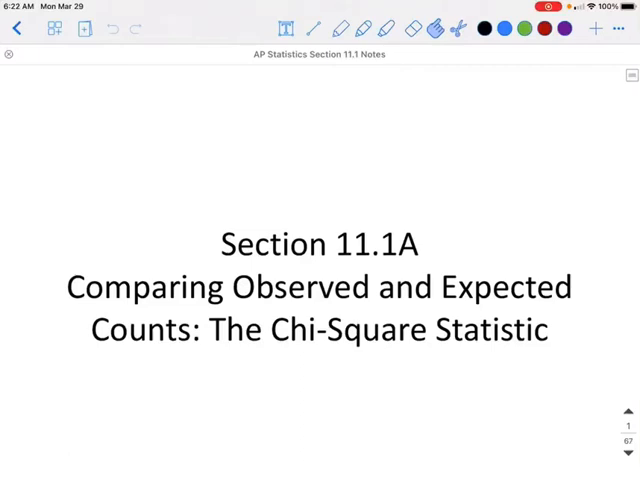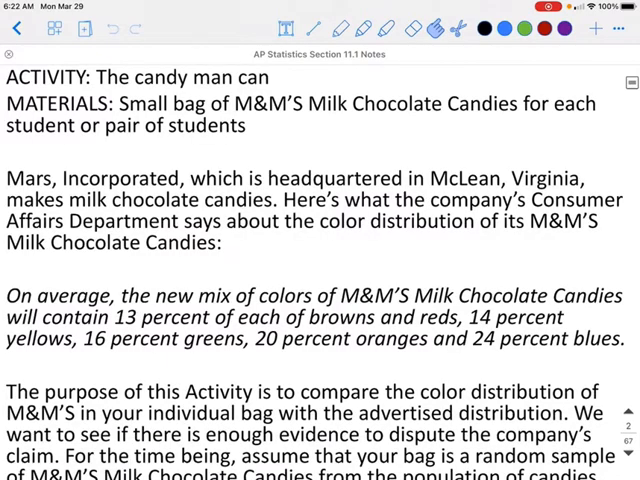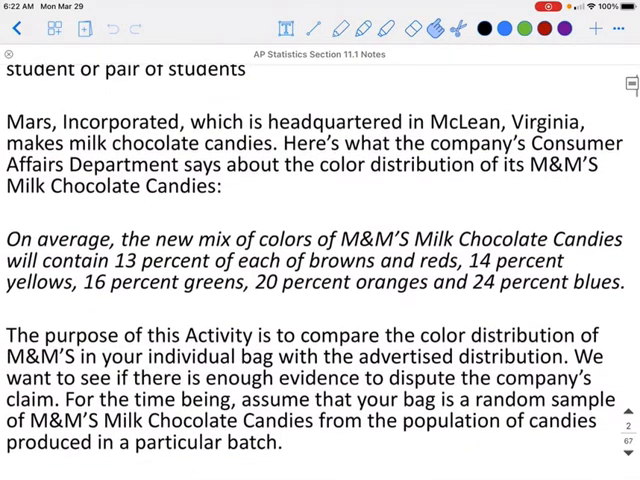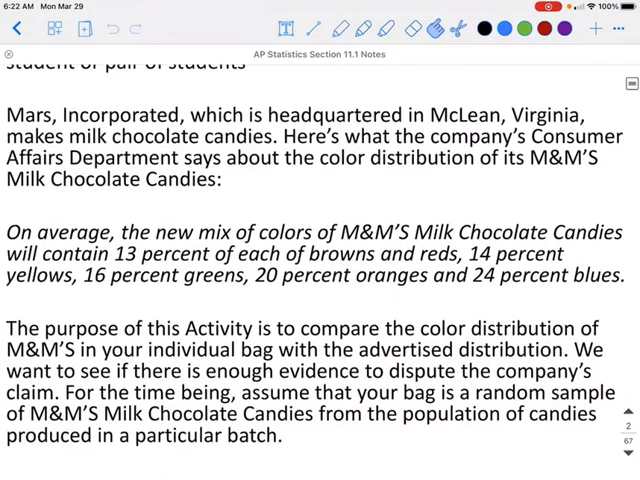This is section 11.1, part A, comparing observed and expected counts, the Chi-Square Statistic. So in this activity, students were to get a small bag of M&Ms. Mars Incorporated, which has its headquarters in Virginia, makes milk chocolate candies. Here's what the company's Consumer Affairs Department says about the color distribution of the candies.